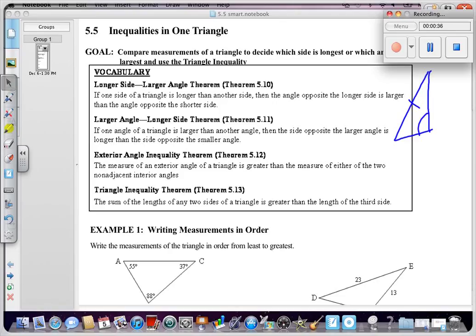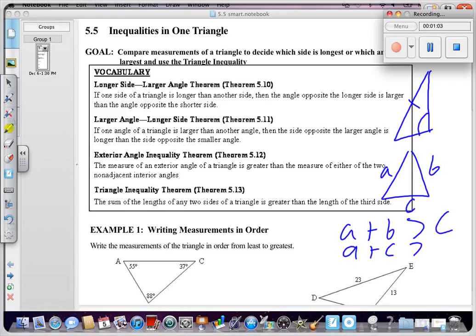Exterior angle inequality theorem: the measure of an exterior angle of a triangle is greater than the measure of either of the two non-adjacent interior angles. And triangle inequality theorem: the sum of the lengths of two sides of a triangle is greater than the third side. So if we've got a triangle, A, B, C, A plus B must always be greater than C, or A plus C must be bigger than B, and B plus C must be bigger than A. Two sides of the triangle, when you add them together, have to be bigger than the third side, no matter which two sides you're talking about.